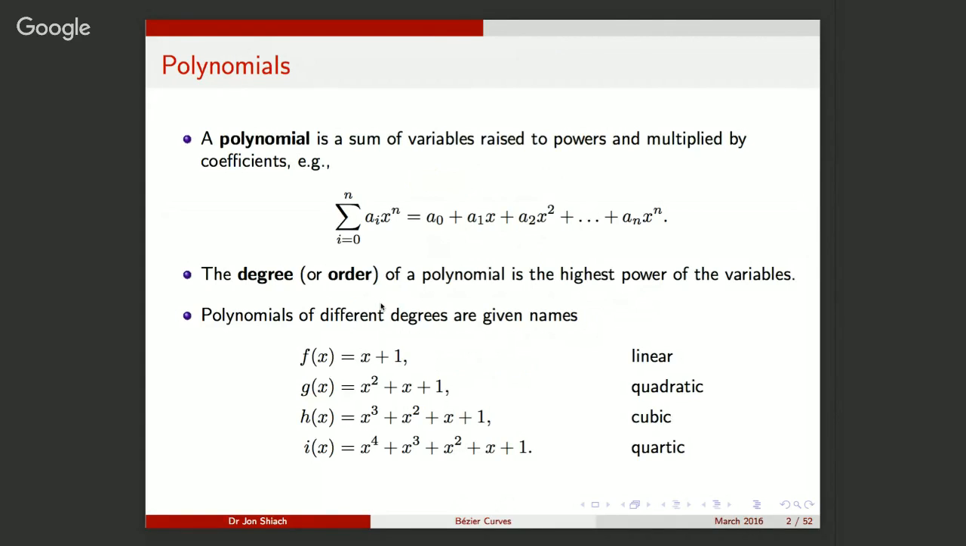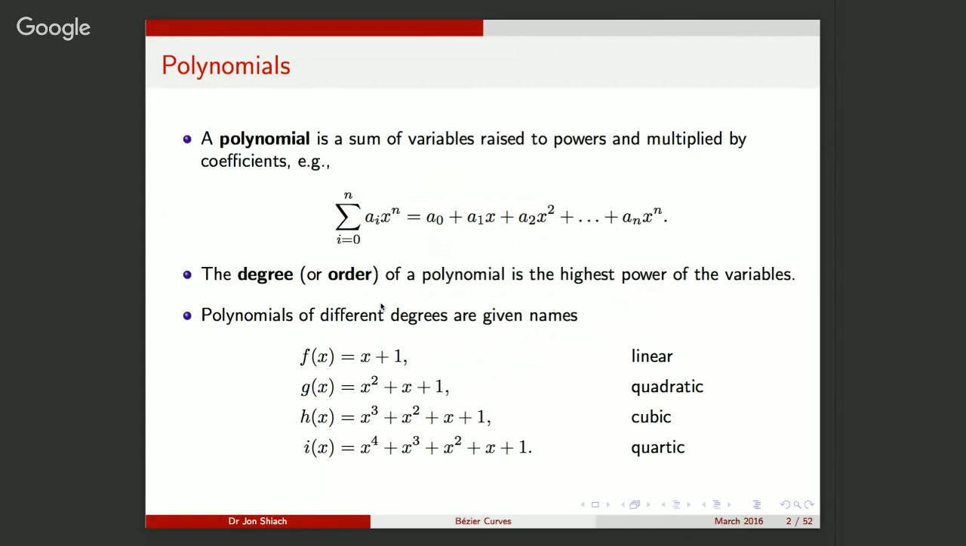Okay, well, Bezier curves are simply polynomial functions. So we're just going to do a quick recap of polynomial functions. This should be familiar, so we'll go back to GCSE and A-level work. A polynomial is simply a sum of variables raised to powers and multiplied by coefficients. So, for example, a quadratic function is a polynomial function. So x is your variable, you have different powers of x, you multiply x by some number, and when you add them together, you get a polynomial function.